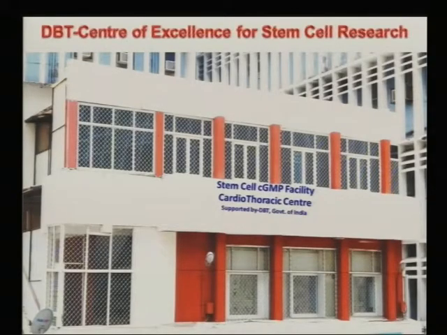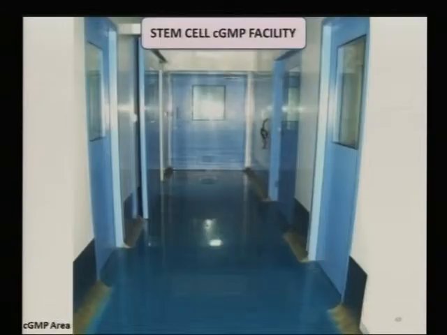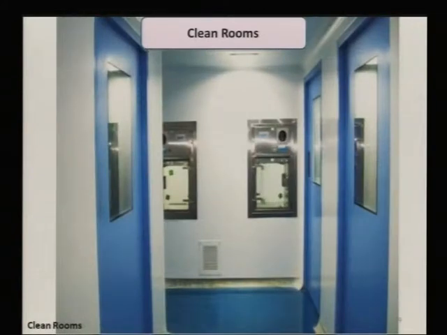Keeping that in mind, we made our stem cell cGMP lab on the first floor of the Orgo complex, and this is the basic research lab. This was inaugurated last year by our ex-health minister, and this is the inside of the facility, a few views.